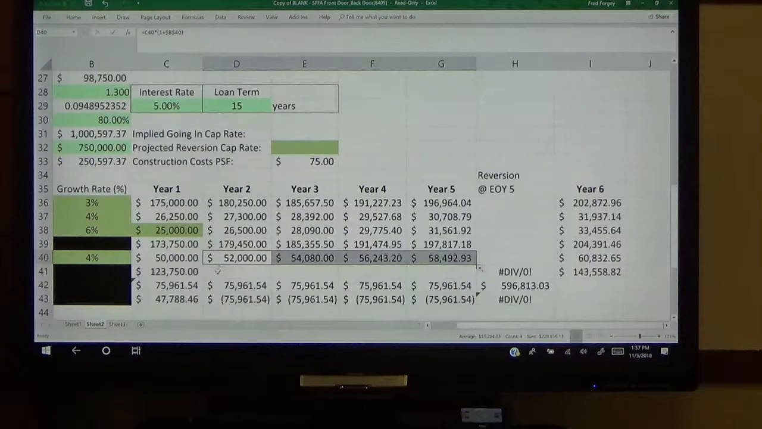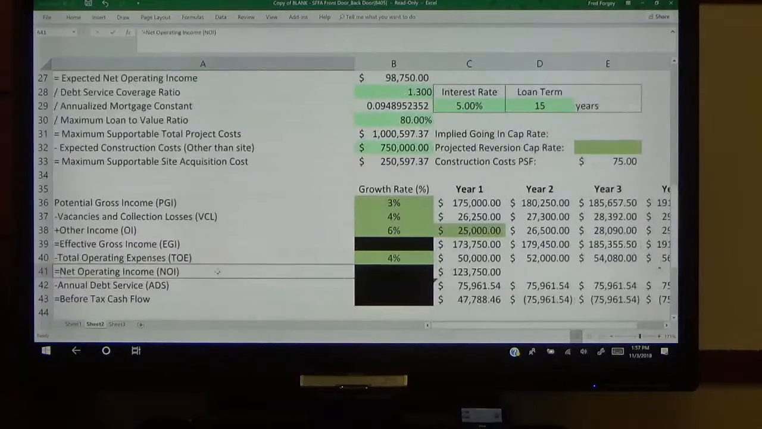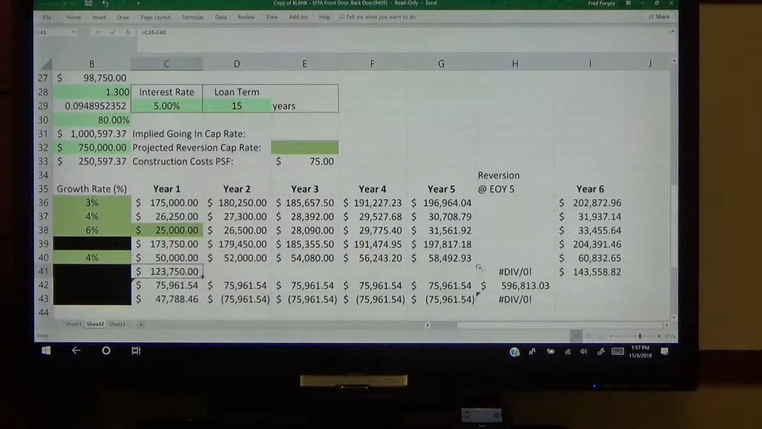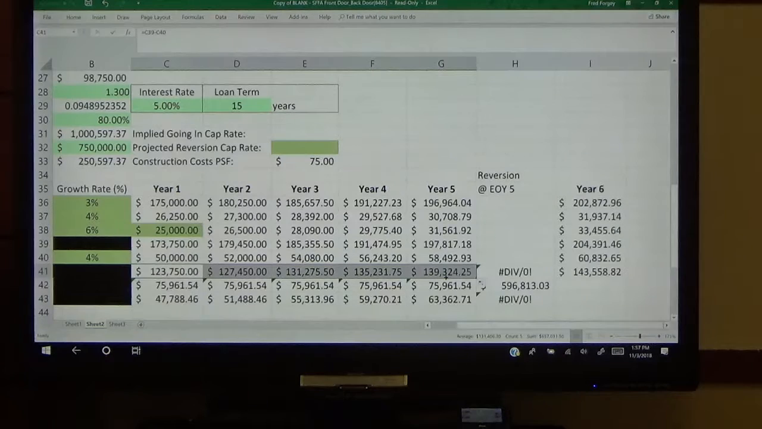Okay, then the next one is just calculating the operating income, which is simply subtracting above, but all you have to do is just copy over. There we go.